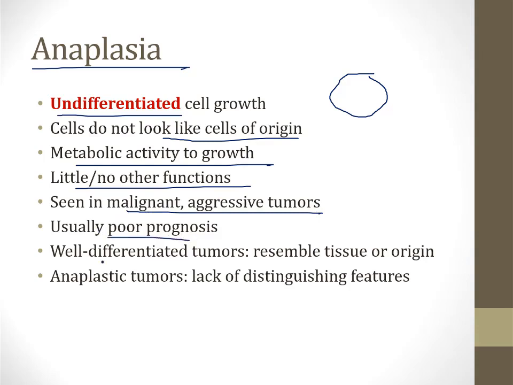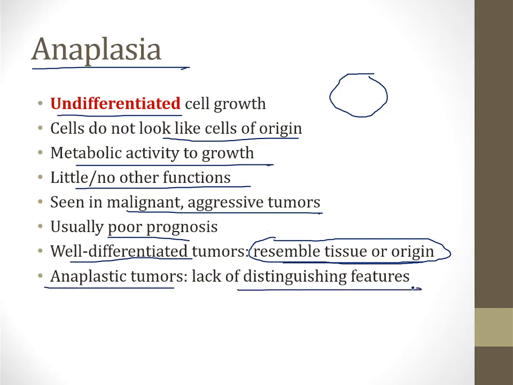And the idea here is one of the basic principles of cancer pathology. Well-differentiated tumors look a lot like their tissue of origin, and this is a very good thing. It means that the cell is not devoting all its efforts to growth and malignant spread. It's still devoting some of its efforts to looking like the tissue of origin and performing the normal functions of the tissue of origin. In contrast, anaplastic tumors have a lack of distinguishing features, and this is very bad because all they're doing is growing.